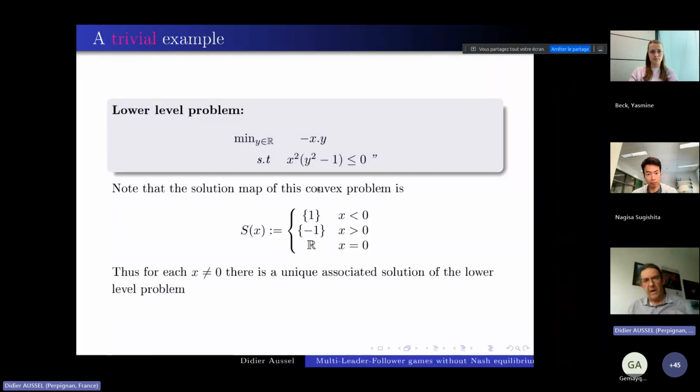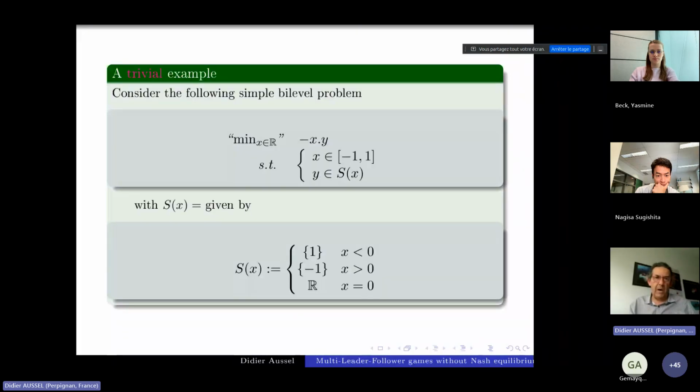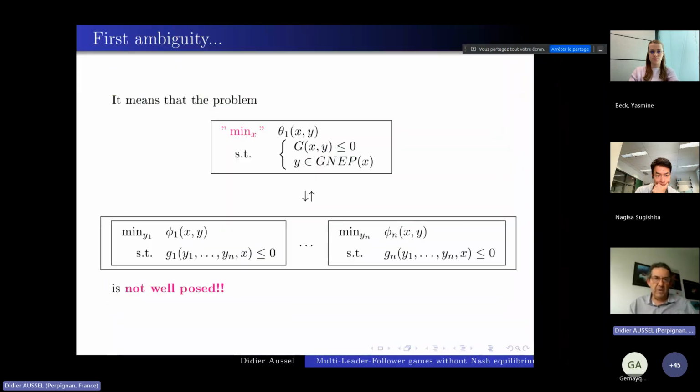In this case, for example, if x is negative, then you have only one element as a response. If x is positive, you have -1. But if x is 0, then you have the full line, which is kind of problematic if you want to reformulate, because then the solution function will be here. And what it means to have a solution, then you have to precise. So a classical situation, so means that this like that. And I can tell you that still today, many papers don't precise here what they take.